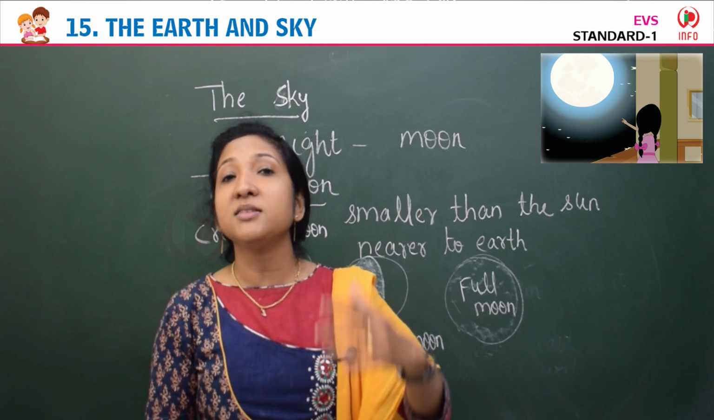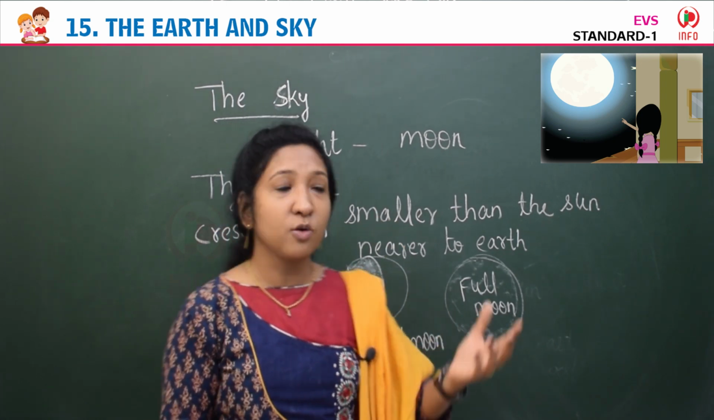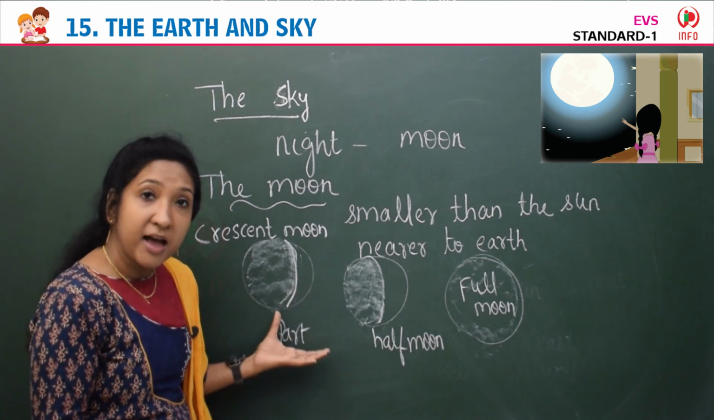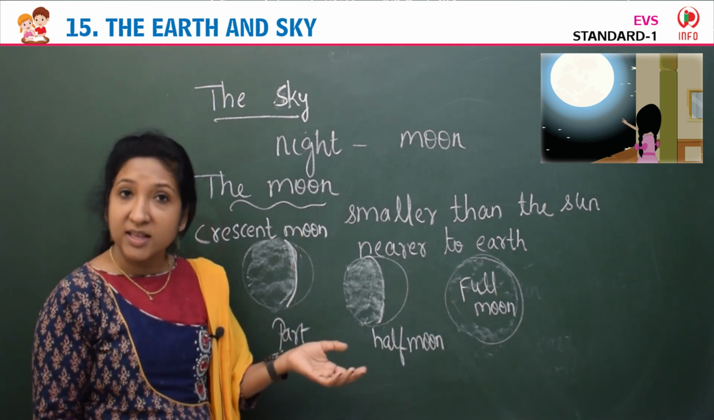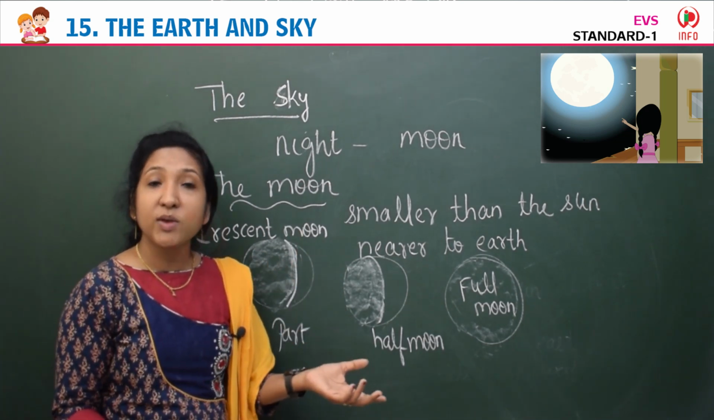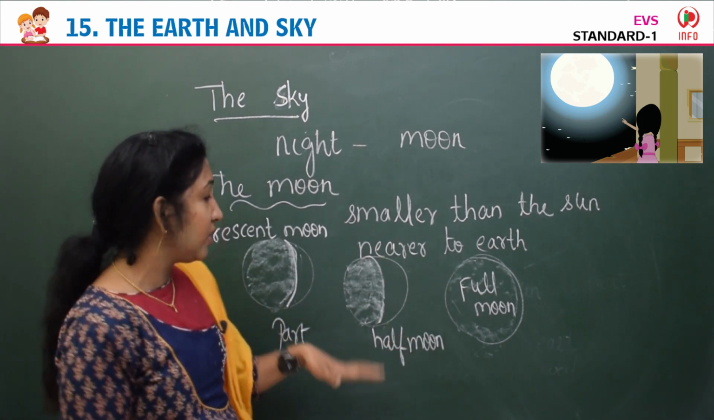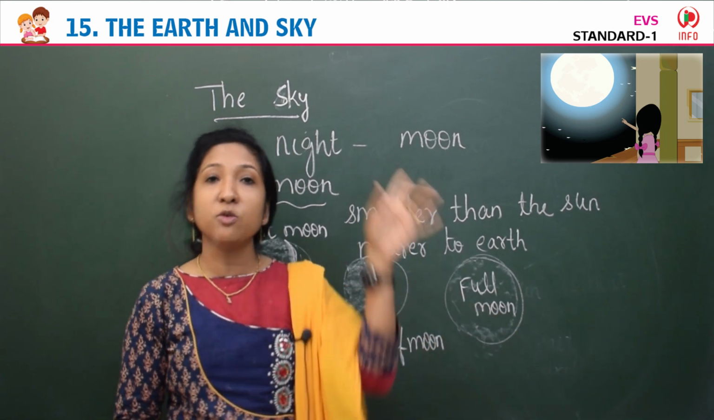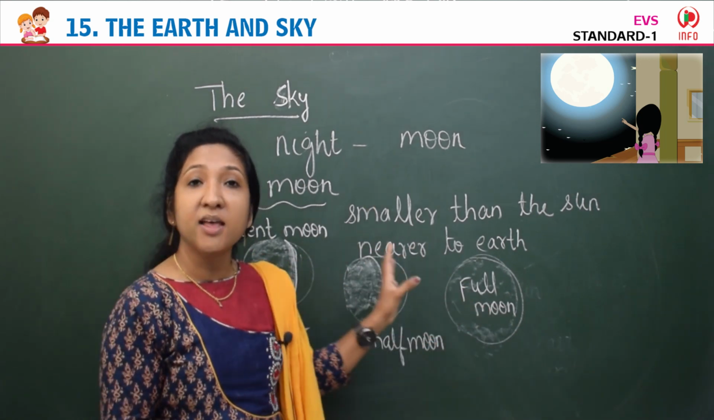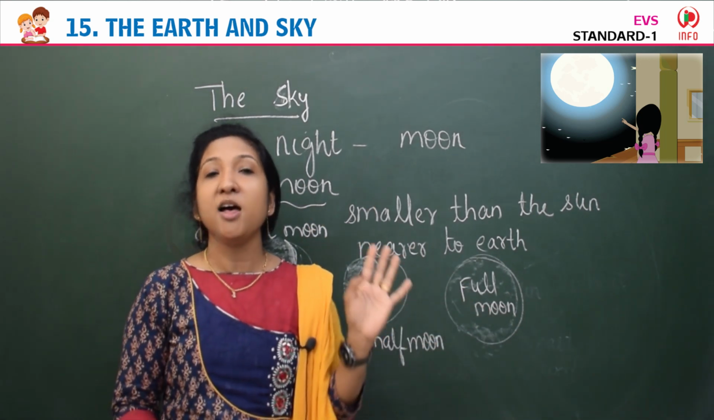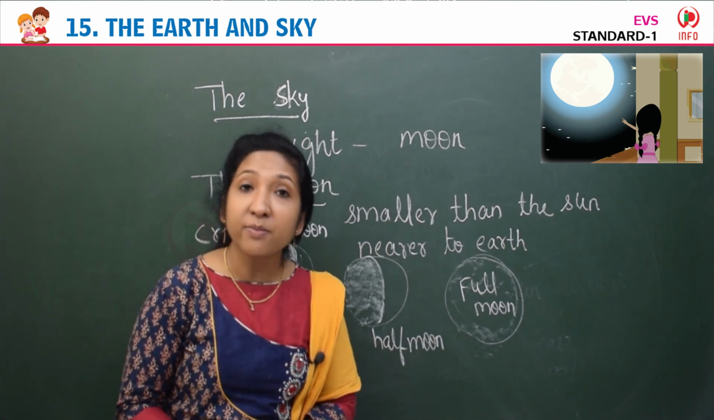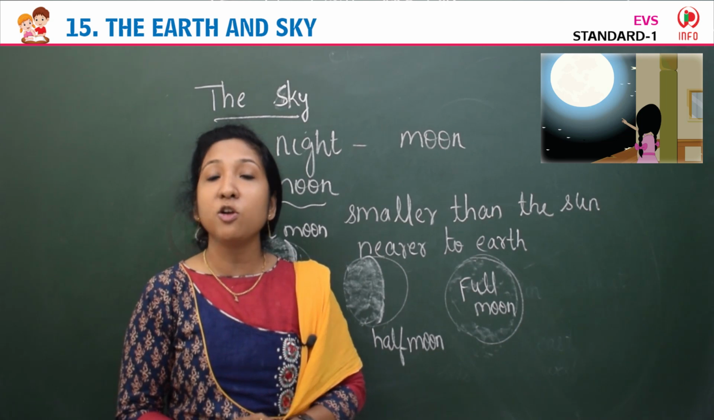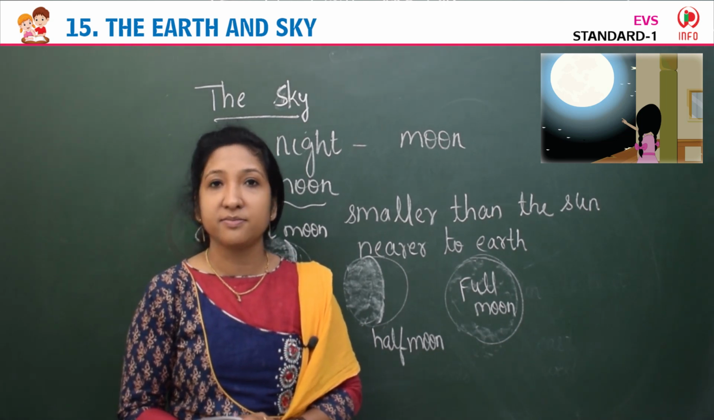It changes its shape. Yes, some day we can see a part of the moon, it is called the crescent moon. Sometimes we can see half of the moon, it is the half moon, and sometimes we can see the full moon. So these are the shapes of the moon. You have already seen these shapes of the moon, isn't it? Yes or no? Yes.